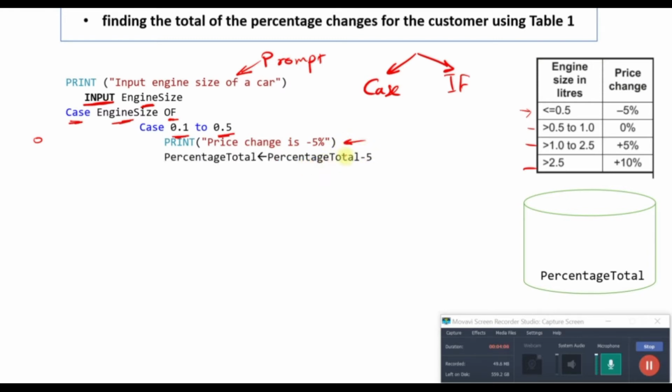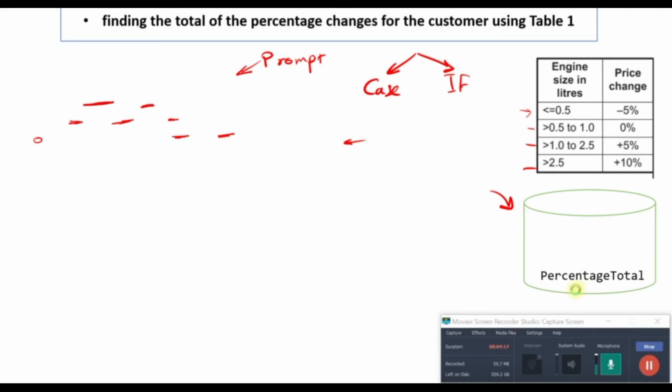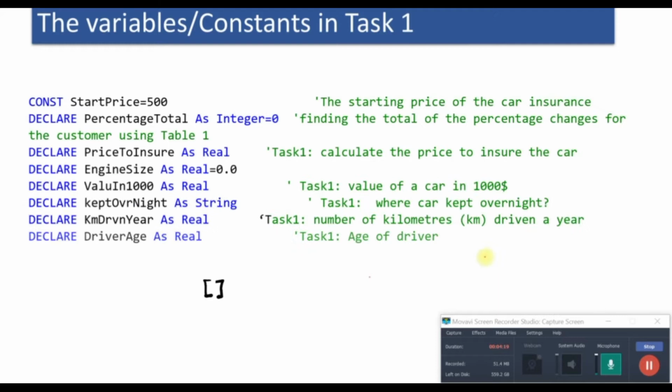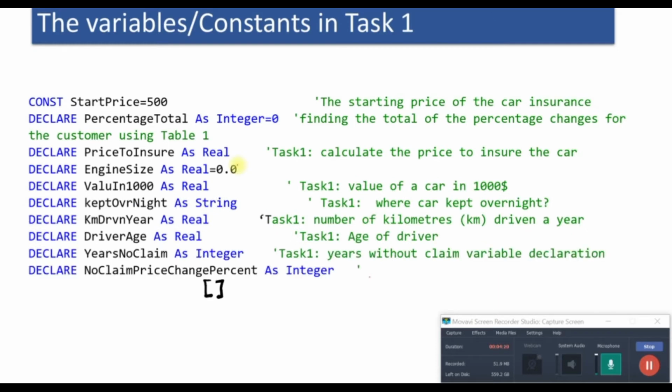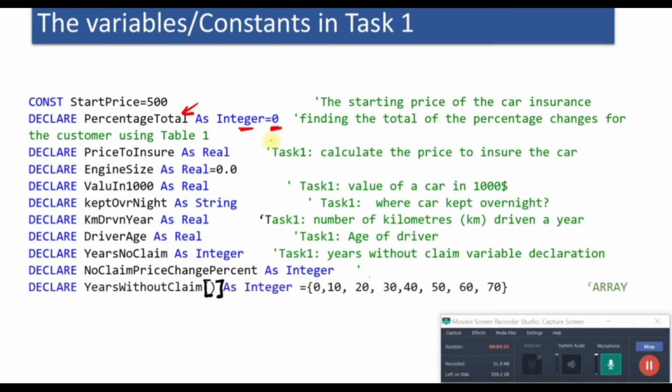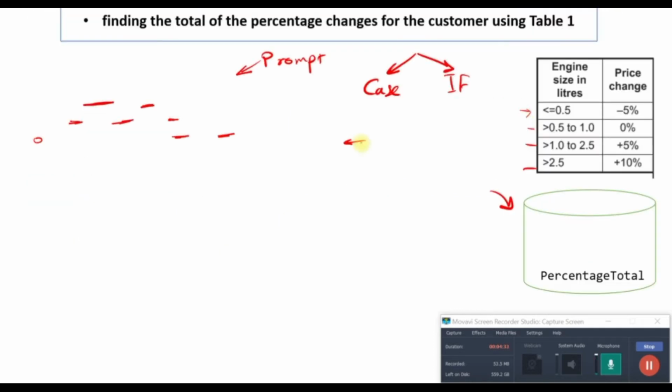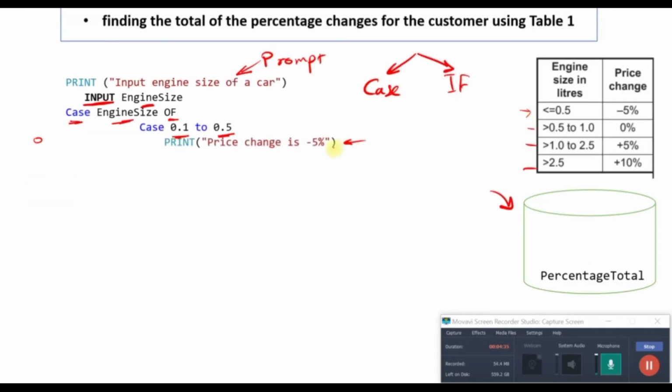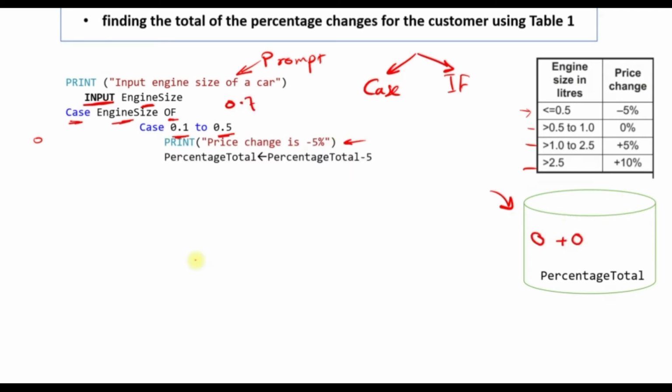And then what will happen? As you can see here, we have declared this variable at the beginning. Let's move back: percentage total. We declared this as integer, and it starts with 0 value. So this variable is for finding the total of the percentage changes. We created a variable so it can contain all the inputs. Imagine that this type of variable is like a container.